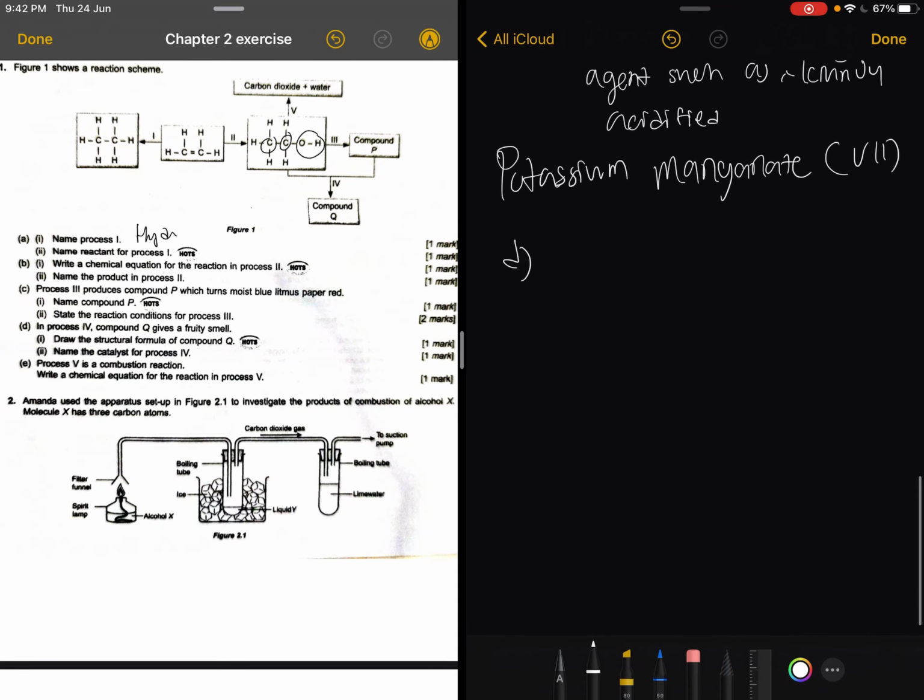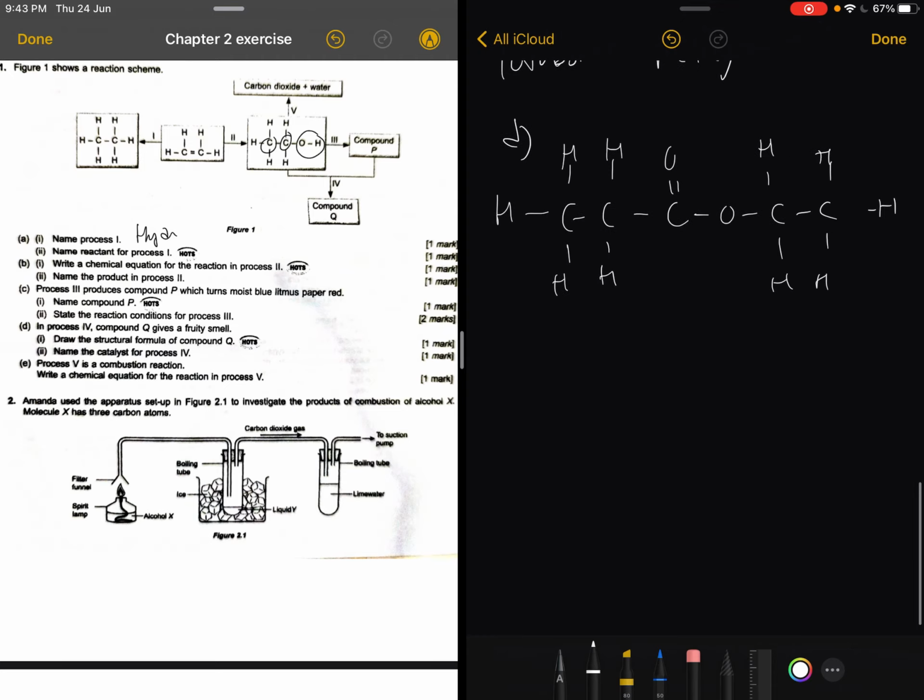Okay. In process 4, compound Q gives a fruity smell. So the structural formula is, okay, it produces ethyl ethanoate. So on the left is carboxylic acid. So it's C, C, H, H, H, H, H, and then C double bond O, and then O, and then on the right is C, C, H, H, H, H, H. I think that's how you read it. So this is ethyl ethanoate.